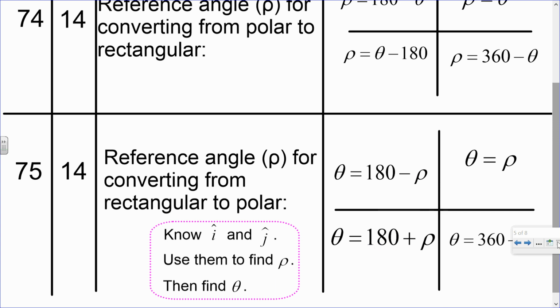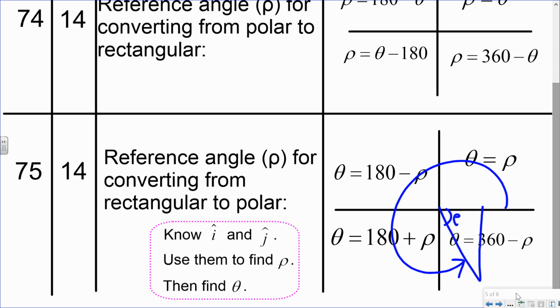And finally, if we ended up in the fourth quadrant, so I hat, j hat took us into the fourth quadrant. So here is the angle we find with right triangle trig. To get this angle theta for the final polar coordinates, we need to take the whole circle 360 minus this rho piece to get how far around we go. So, any questions before we jump into trying to do two examples?